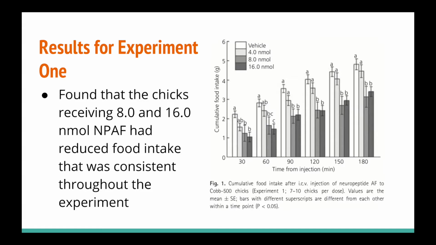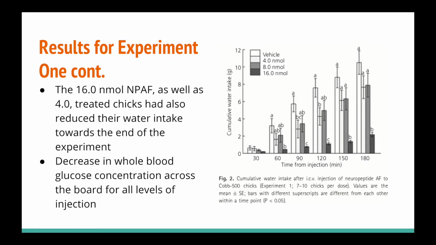The two dark lines in each time interval represent the 8.0 and 16.0 nanomoles of NPAF injected. At each time interval, their food consumption was significantly lower compared to the control and 4.0 nanomoles of NPAF. The 16.0 nanomole NPAF, as well as the 4.0 treated chicks, had also reduced their water intake in the later half of the experiment. Figure 2 describes these results.